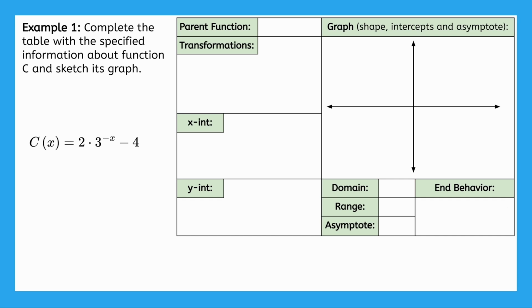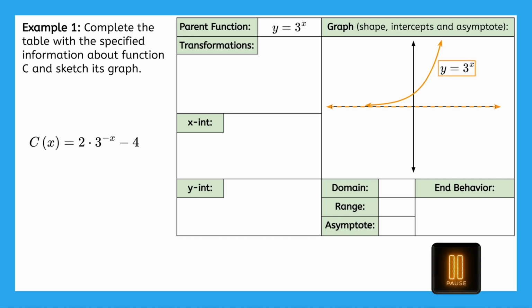Let's start by identifying the parent function. This is an exponential function with base 3, so the parent function is 3 to the x. It will have an asymptote at y equals 0, and since it's an exponential growth function, we know it will shoot up as it goes right. Now, pause the video and identify the transformations of function c.